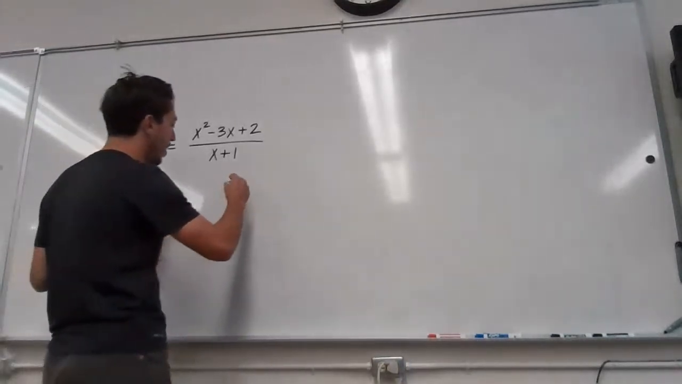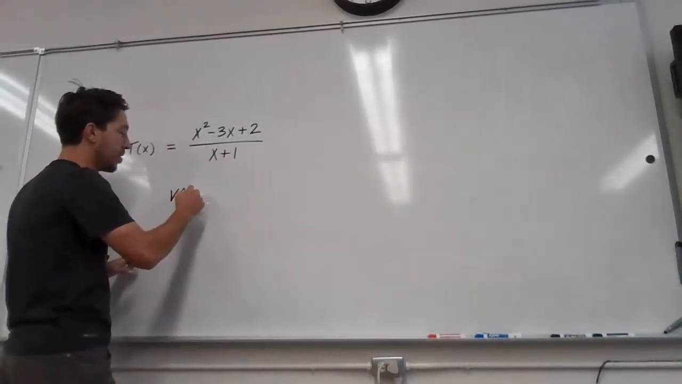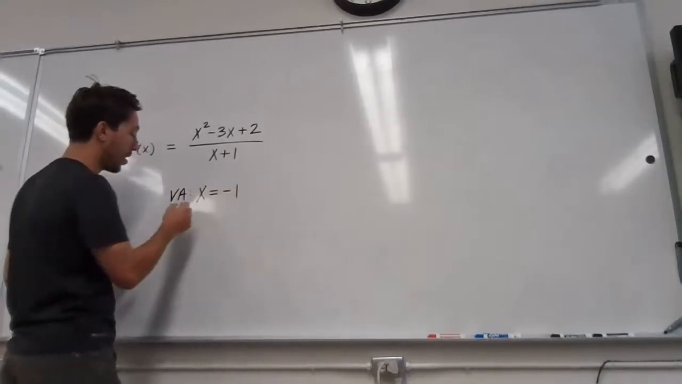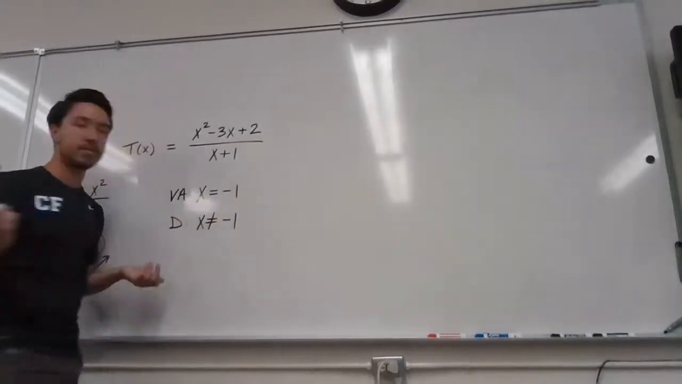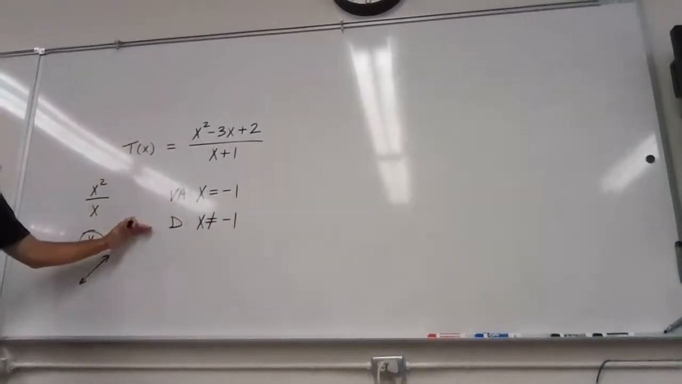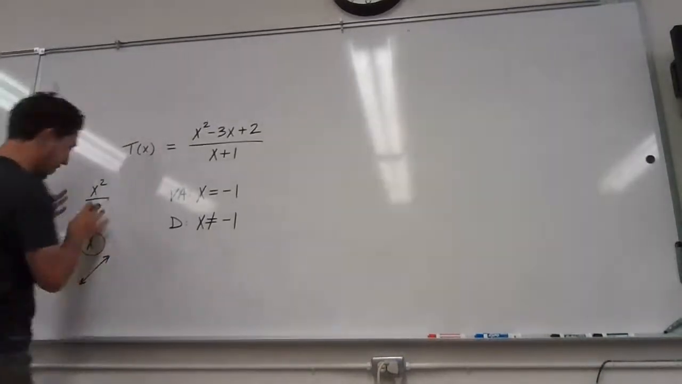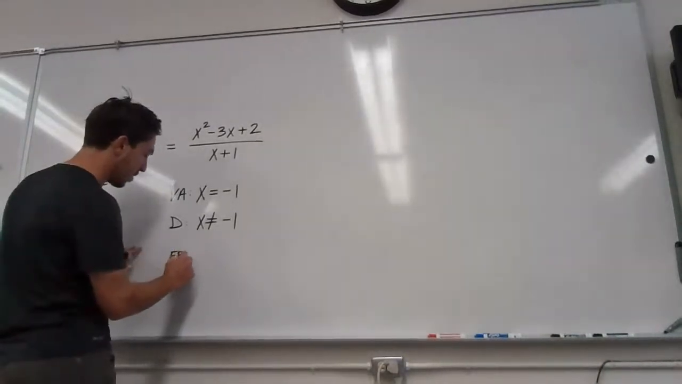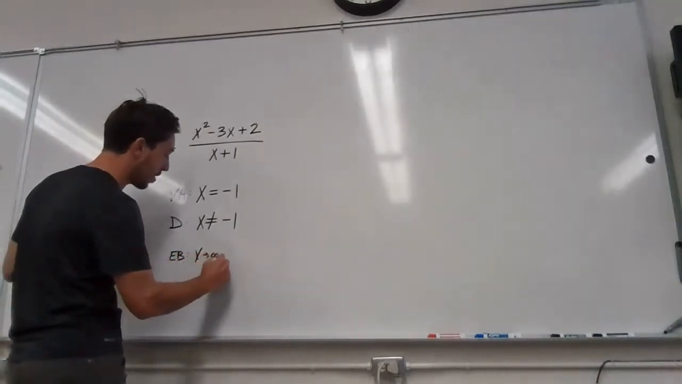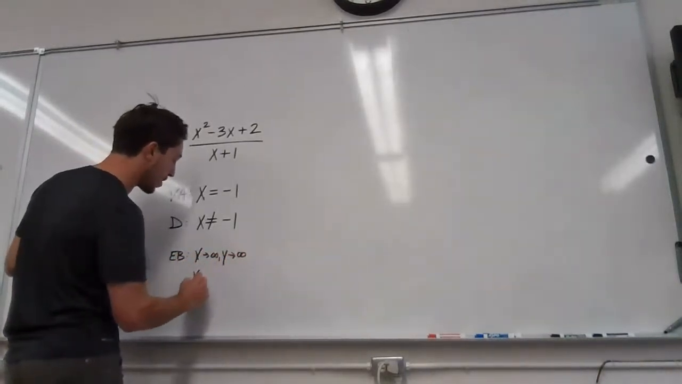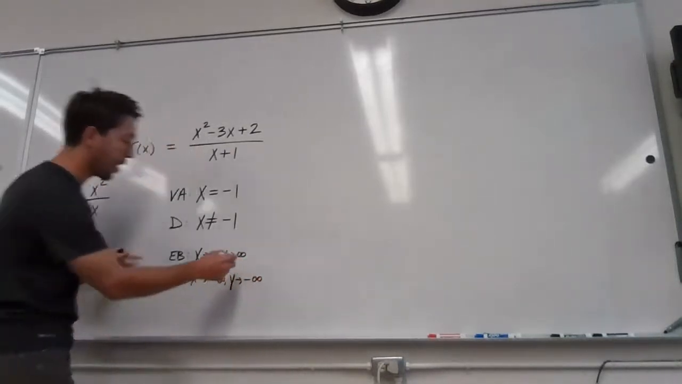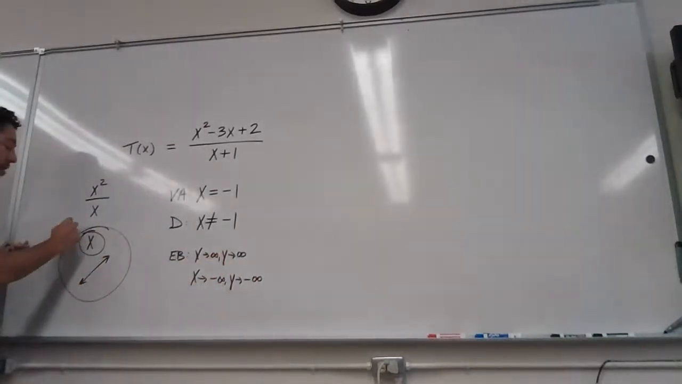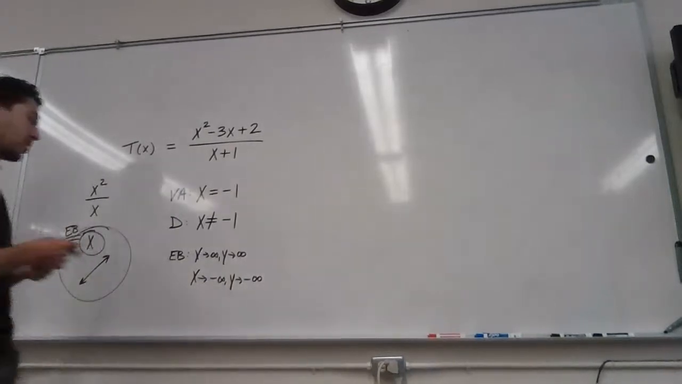Okay, so this function has a vertical asymptote of x equals -1, which goes hand in hand with the domain being all x values except for negative 1. What else? We have the end behavior. As x goes to infinity, y goes to infinity. As x goes to negative infinity, y goes to negative infinity. That's because it has y equals x type end behavior.